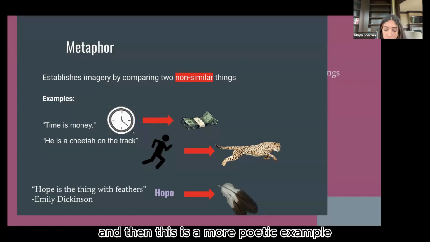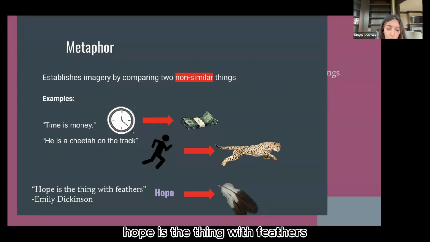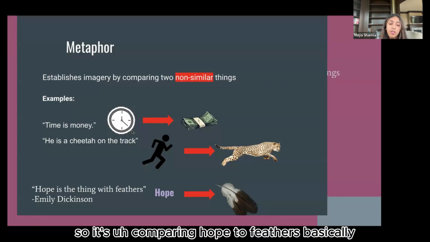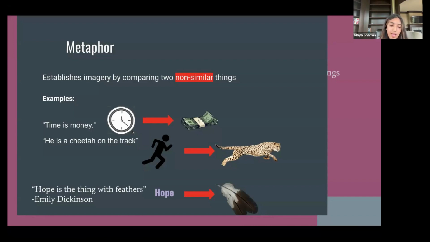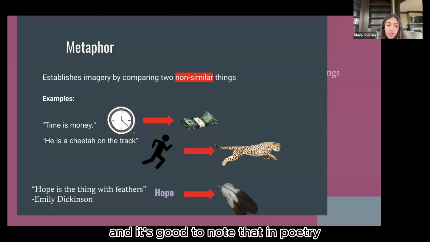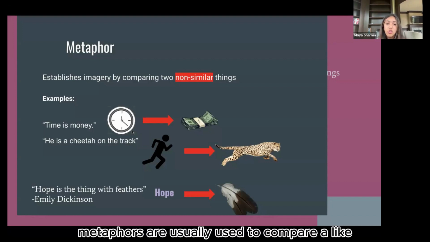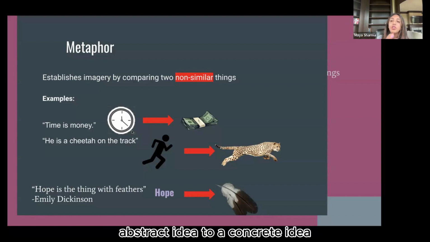And then this is a more poetic example. Hope is the thing with feathers. So it's comparing hope to feathers, basically. And it's good to note that in poetry, metaphors are usually used to compare an abstract idea to a concrete idea. So hope is abstract, and then we're comparing it to feathers, which is concrete.